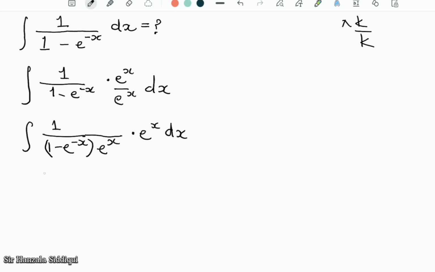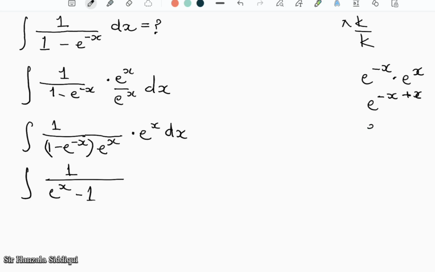Now in the next step, when we multiply, we have 1 over, when we multiply e to the x by 1, we have e to the x, and when it multiplies the other term, it should be 1. Why should it be 1? Because e to the negative x is multiplying e to the x, the bases are the same, so the negative x and the positive x give 0, and anything to the power 0 is 1. That's why we write the 1 here, 1 times e to the x, and dx.